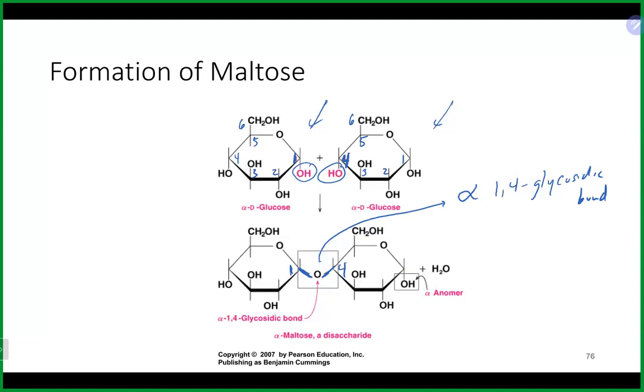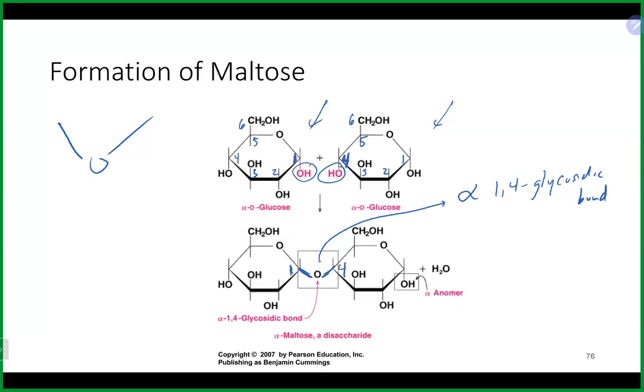So how you could very easily recognize an alpha 1,4 glycosidic bond is, if you look at that bond, it's kind of going down, how it's joined. That's because that OH group was originally down as well. So if you see that sort of connection where it looks like it's going down to the O, that's definitely what the alpha linkage looks like in this case.